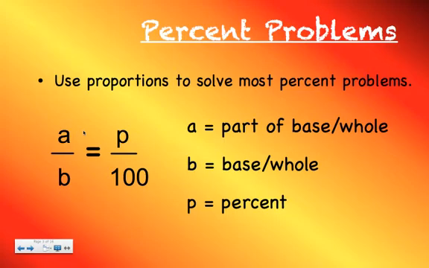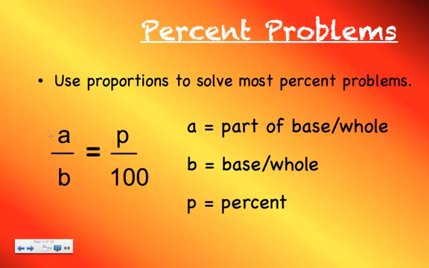And A is going to represent our part of the base or our part of the whole. When you're thinking of this piece, think of it as the part, like on a test, the part that you got right. What did you get right? The part of the whole. So if you got 45 right out of a 50 question test, your part of the base or part of the whole would be 45. That's going to be your numerator on one side of the proportion.